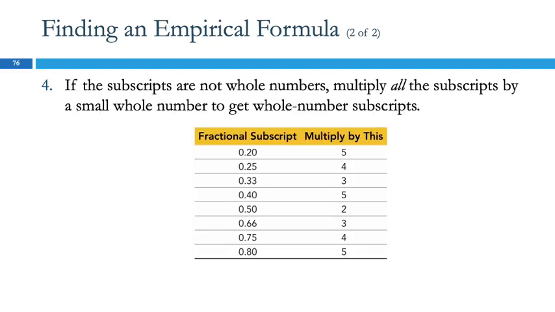What if my subscripts are not whole numbers? Then we're going to multiply all the subscripts by the same small whole number so that we can get close enough to round to small whole numbers. So if the fraction on your ratio is one of these, this tells you what you should multiply to get a whole number. Or you can also do the trial and error method. Try multiplying by 2. That didn't work? Try 3. Try 4. You almost never have to go past that.